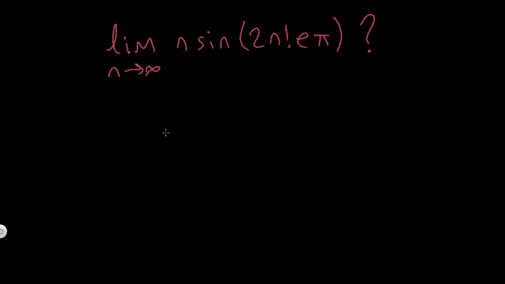Hi everyone, I have an interesting limit problem for you. It is the limit as n goes to infinity of n times sine of 2π n factorial times e.